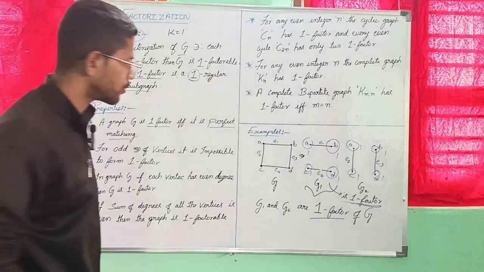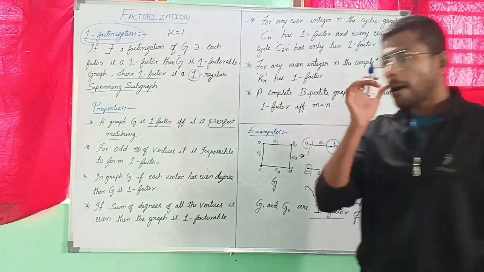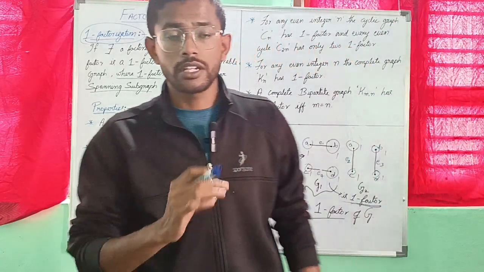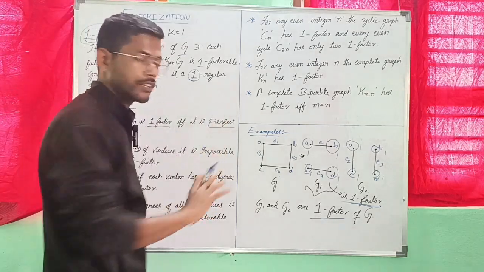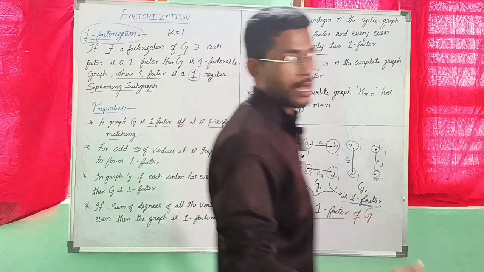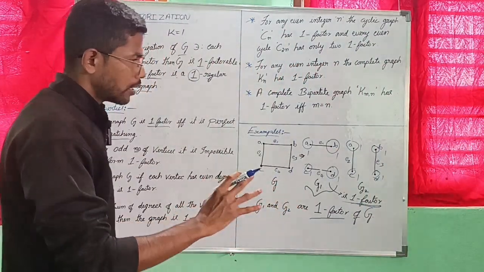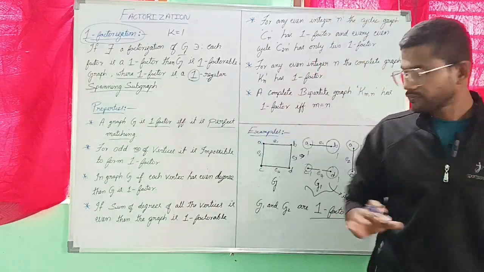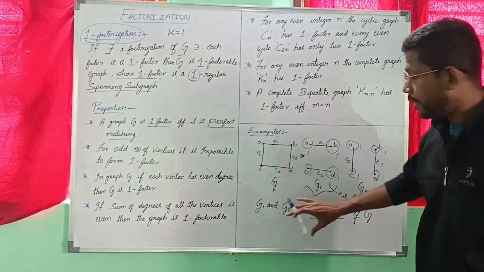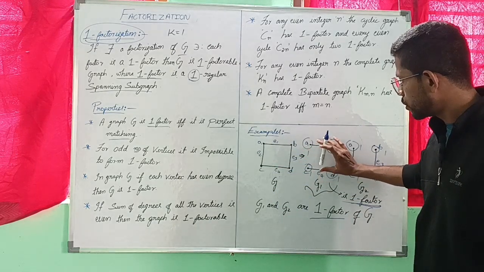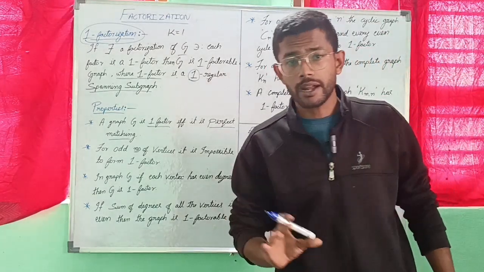Here, what is a regular graph? A regular graph is one in which the degree of each vertex of the graph is the same. And what is a spanning subgraph? A spanning subgraph is a subgraph which consists of the same number of vertices as the original graph G, and the edges of this subgraph may be less than or equal to those of the original graph G. This is the spanning subgraph definition.